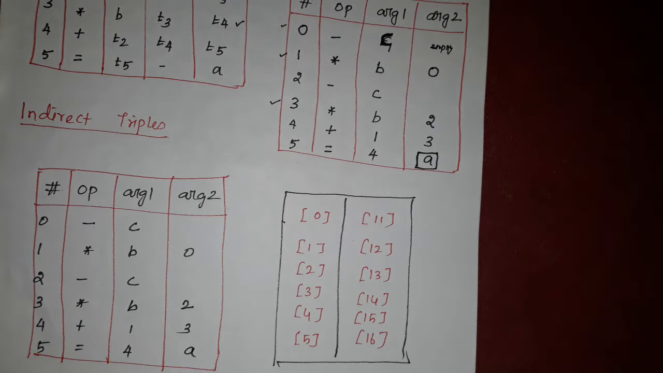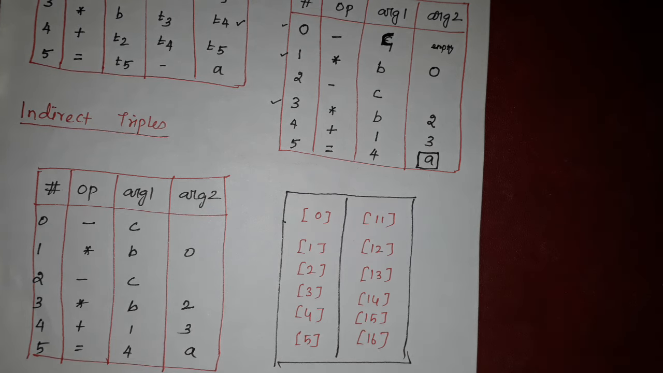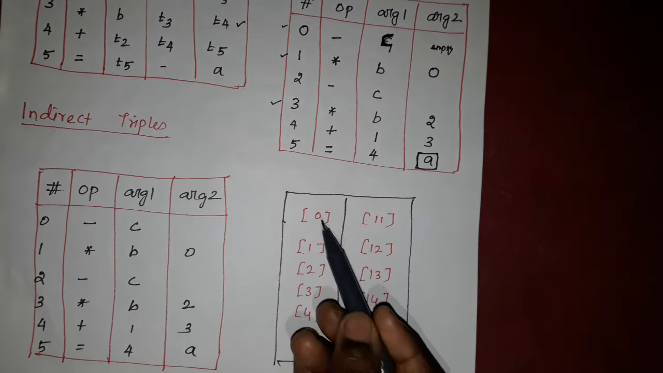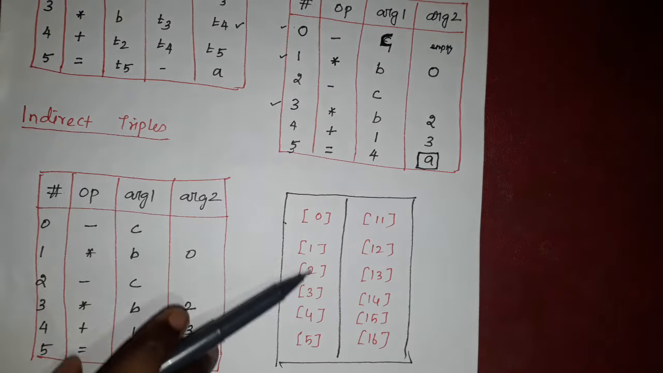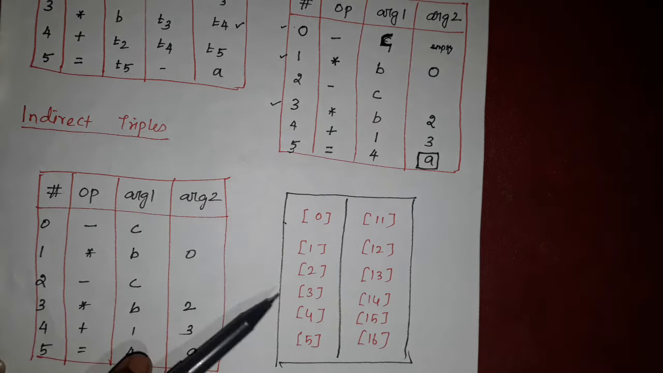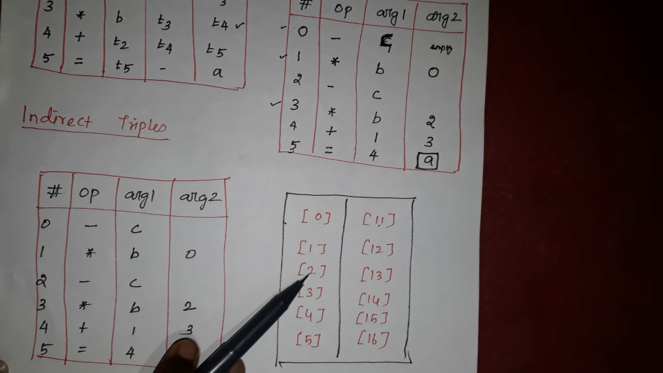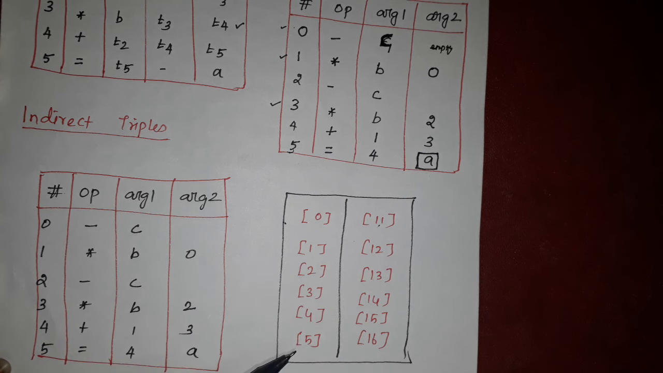This is indirect triple. It is the same as triple, but there is a little bit of change. It has some pointer to the particular triple. First of all, we have some pointers for a particular index value in indirect triple. Here 0 to 5 is the triple value. For this triple index value we are assigning some pointers. For 0, 11, for 1, 12, for 2, 13. Similarly, we have pointer values for the other index values.